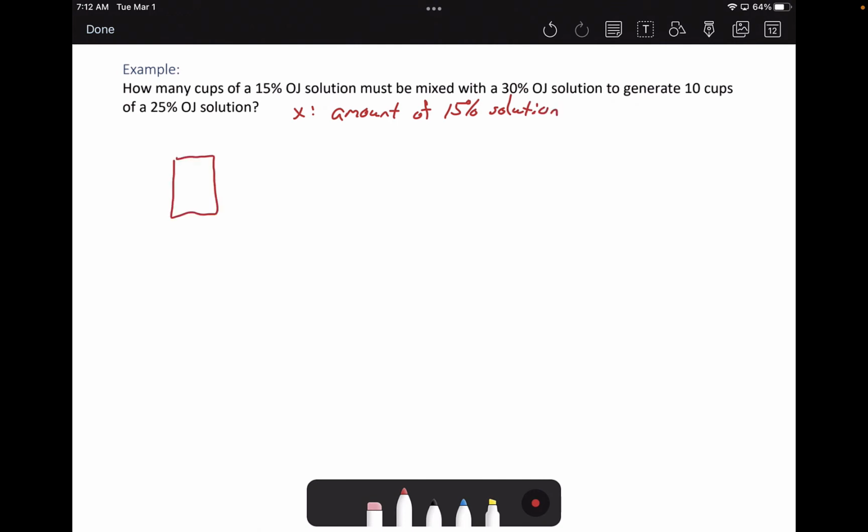We're starting with an unknown amount of 30% OJ solution. So we don't know the volume yet. We're adding something to it. We're adding how many cups of a 15% solution, so we don't know that either. And we want the end to be 10 cups of a 25% solution.